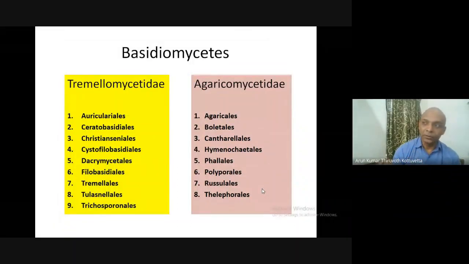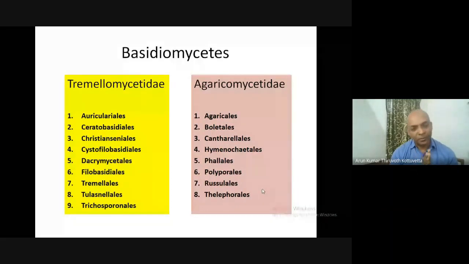Actually, there are several other classifications which came after that. Recently, we have the classification systems by Tedersoo et al. So there are many groups which have been split up and combined to make different taxonomic ranks. The one I have adopted here is very easy to follow, where there are two subclasses for the basidiomycetes class, the Tremellomycetidae and the Agaricomycetidae.